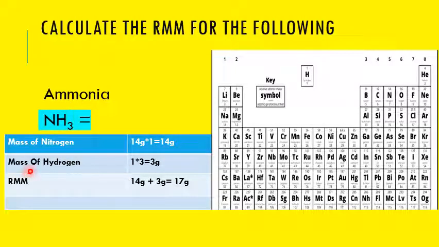Next, I'm going to move on. I'm going to do the same for hydrogen. So the mass is always the top number. So the mass is 1 for hydrogen, but how many atoms of hydrogen are there? There are 3 atoms of hydrogen, so I have to multiply that by 3. Alright, and that's going to give me 3. And then I'm going to get the sum of these two products. So 14 plus 3 is going to give me 17, and that's my relative molecular mass.